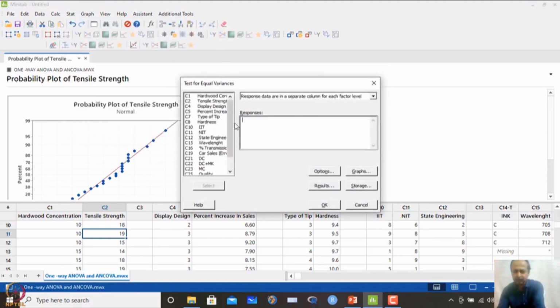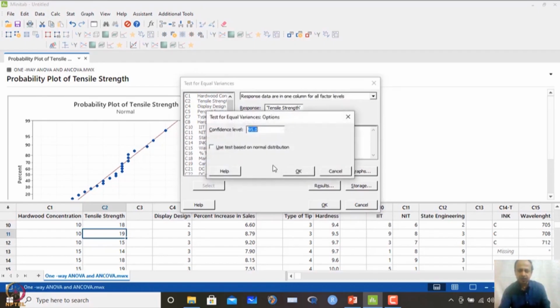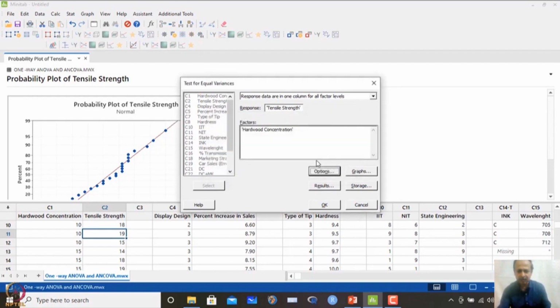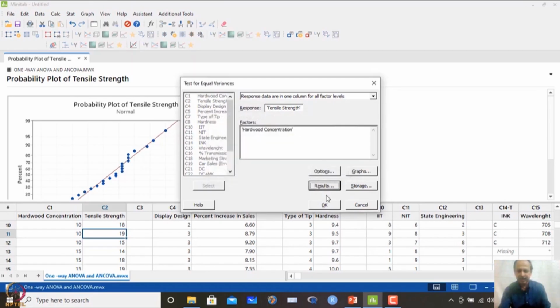So, over here response data are not in separate columns, they are in one column. So, tensile strength and hardwood concentration we have given. In options we select use test for normality distribution, assuming normality distribution over here. I do not change the confidence level over here. So, confidence will remain the same, and results, all things we want to see over here, let us say.